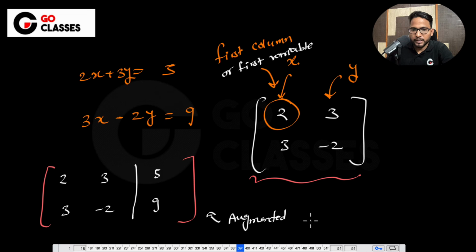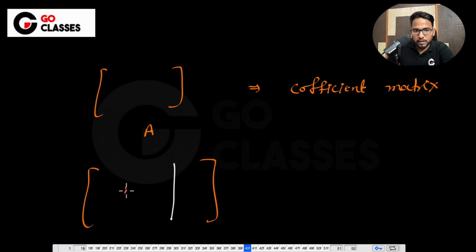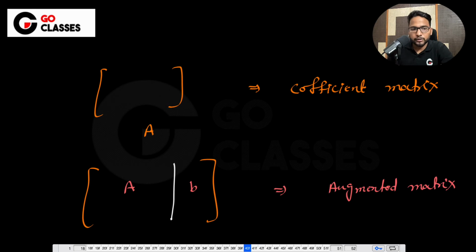Augmented matrix. What is the difference here? You have the coefficient matrix, which is A, and then you have your right hand side vector, which is B. This A is just your coefficient matrix, and if you have A along with B, then this is called the augmented matrix. This is just one terminology that I wanted to introduce.